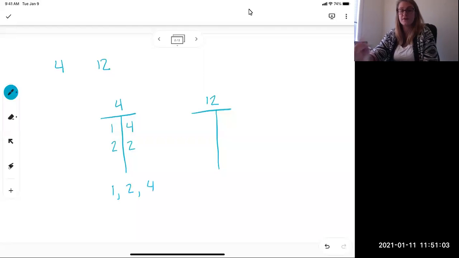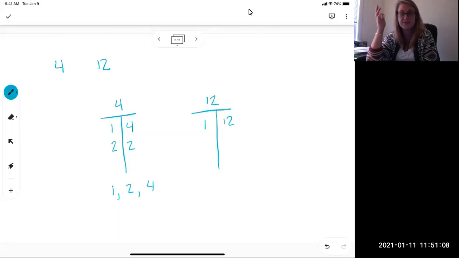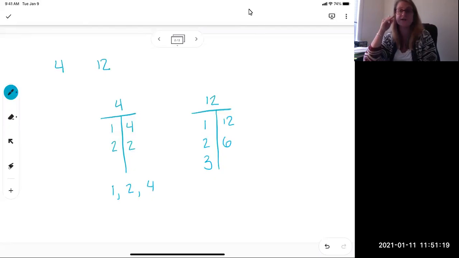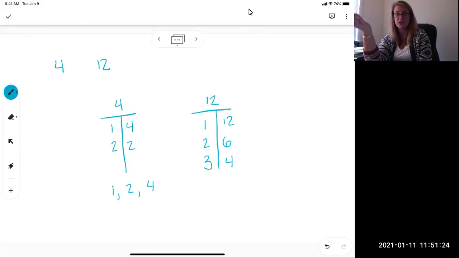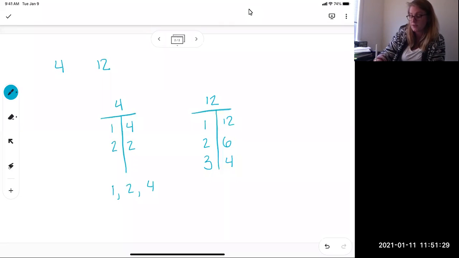Okay, then we're going to find the factors for 12. So we're going to start with 1 and 12. 12 is an even number, so we know 2 is a factor of 12, and 2 times 6 is 12. And then we're going to go on to 3, and 3 is a factor of 12 because 3 times 4 is 12. And then we don't need to recheck 4. We already know 4 is a factor, so we know we are finished. So we're going to list out our factors: 1, 2, 3, 4, 6, and 12.